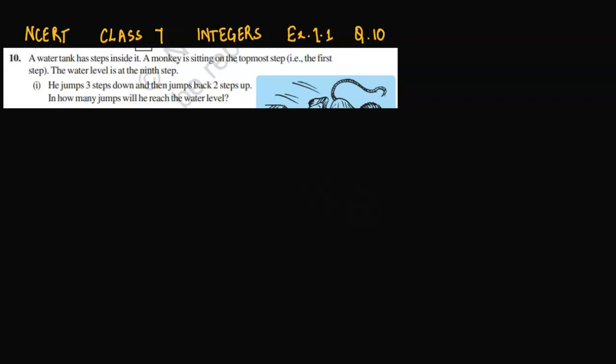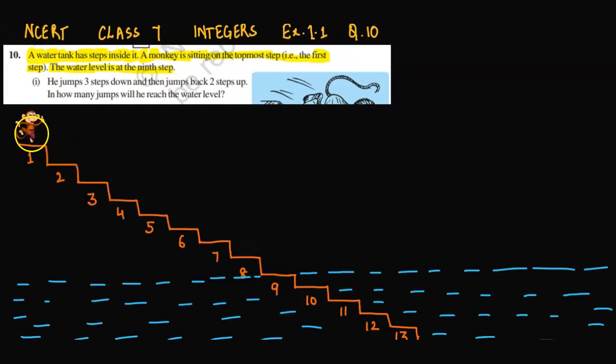So the question is, a water tank has steps inside it. There is a water tank and it has steps inside it. A monkey is sitting at the topmost step. That is the first step. The water level is at the 9th step. So it looks like this. This is the monkey standing at the first step, and at the 9th step we have the water level.